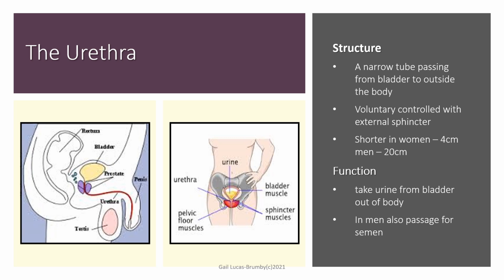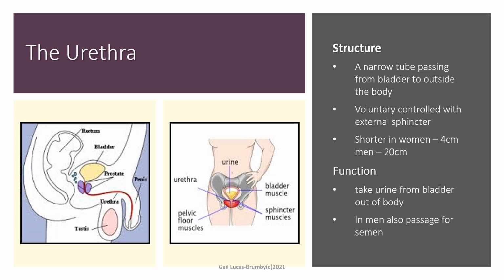We have one urethra, and the urethra is a narrow tube that passes from the bladder to the outside of the body. This is voluntarily controlled. We have an external sphincter, so that although the bladder might give us the feeling of fullness and needing to empty the bladder, it is a voluntary sphincter that allows us to relax and empty the bladder. This urethra is shorter in women. It's only 4 centimetres in women, whereas it's 20 centimetres in men.